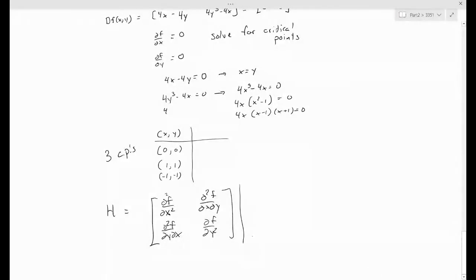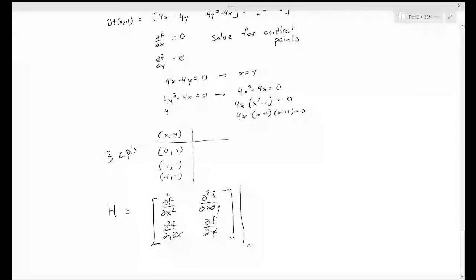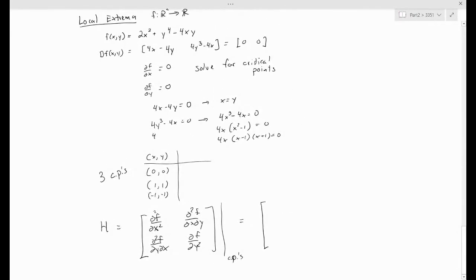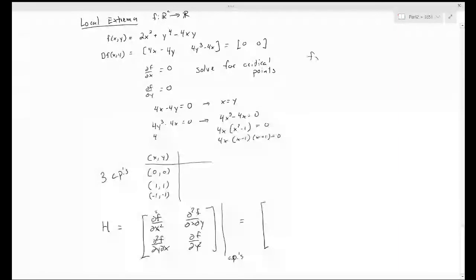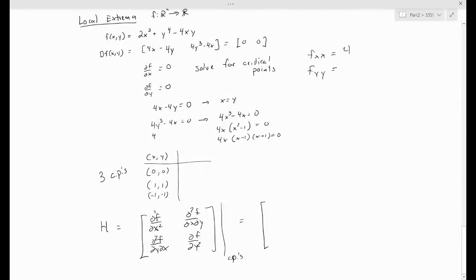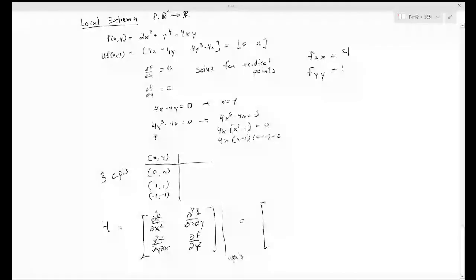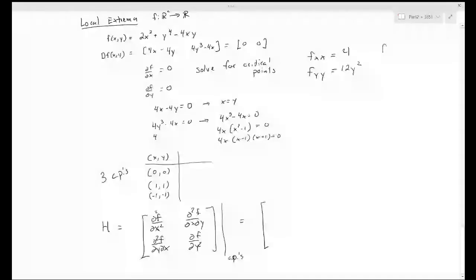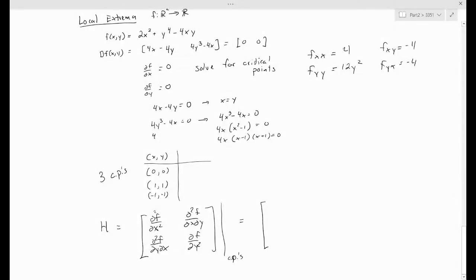And evaluate at the critical points, right? So fxx is 4. FYY is... FXY is -4. So FYX should also be -4. We can confirm that's true.